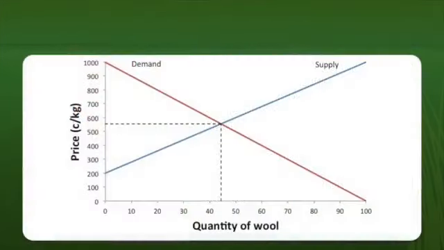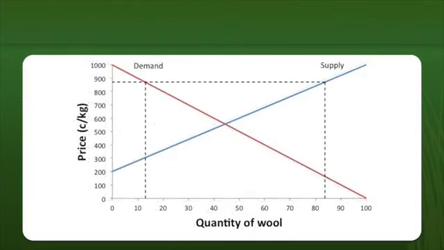So this is the situation in this graph. If the market had been allowed to operate without this sort of floor price, you can see the point where the supply and demand curves intersect, and from that you can see the level of production, the quantity of wool that would have been produced and purchased, and the price that it would have been sold for in the market.